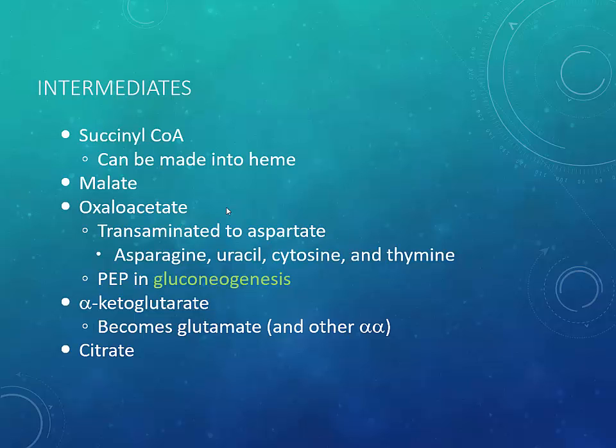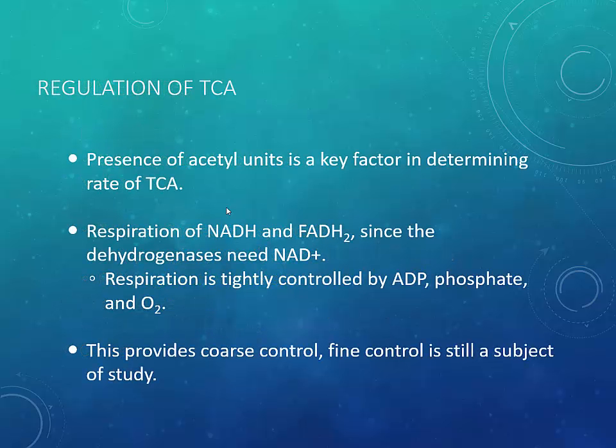Citrate, as we've seen, can go on to be converted into palmitate via acetyl-CoA. So how is this cycle regulated? It's still a bit cryptic. We do know the presence of acetyl units is a key factor in determining rate, obviously. We need to be able to combine acetyl with oxaloacetate to get citrate. We know the reaction of citrate is very, very strong and pulls the cycle forward.